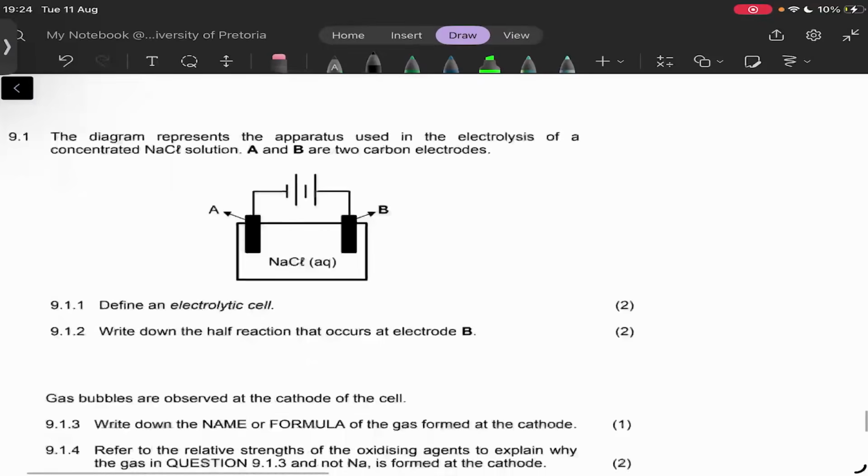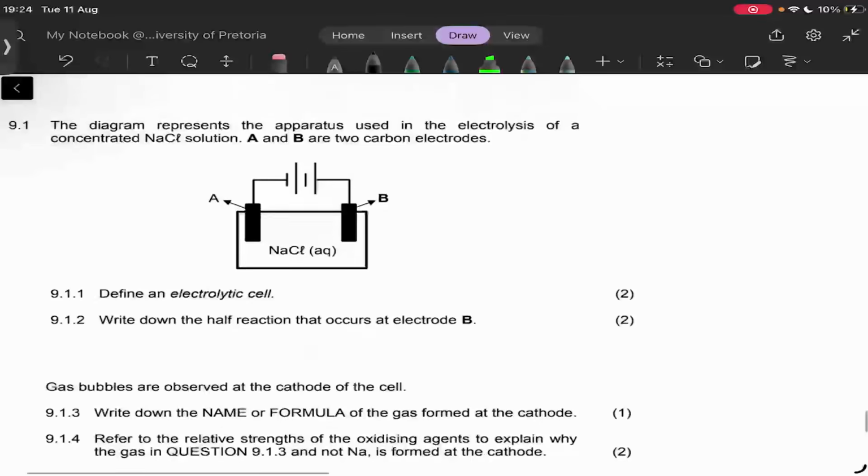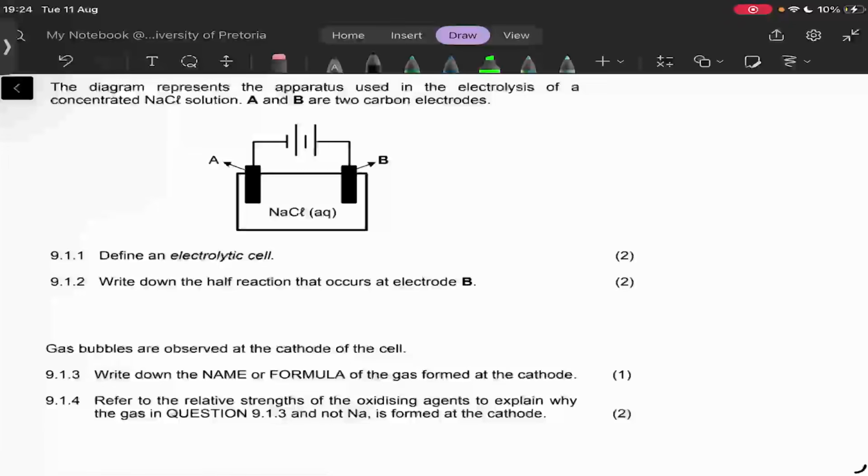So that's question 8. Now, in the last stretch, let's go on to question 9. Question 9 tells us that the diagram represents the apparatus used in the electrolysis of concentrated sodium chloride solution. A and B are two carbon electrodes. 9.1.1 asks us to define an electrolytic cell. An electrolytic cell is a cell in which electrical energy is converted into chemical energy.